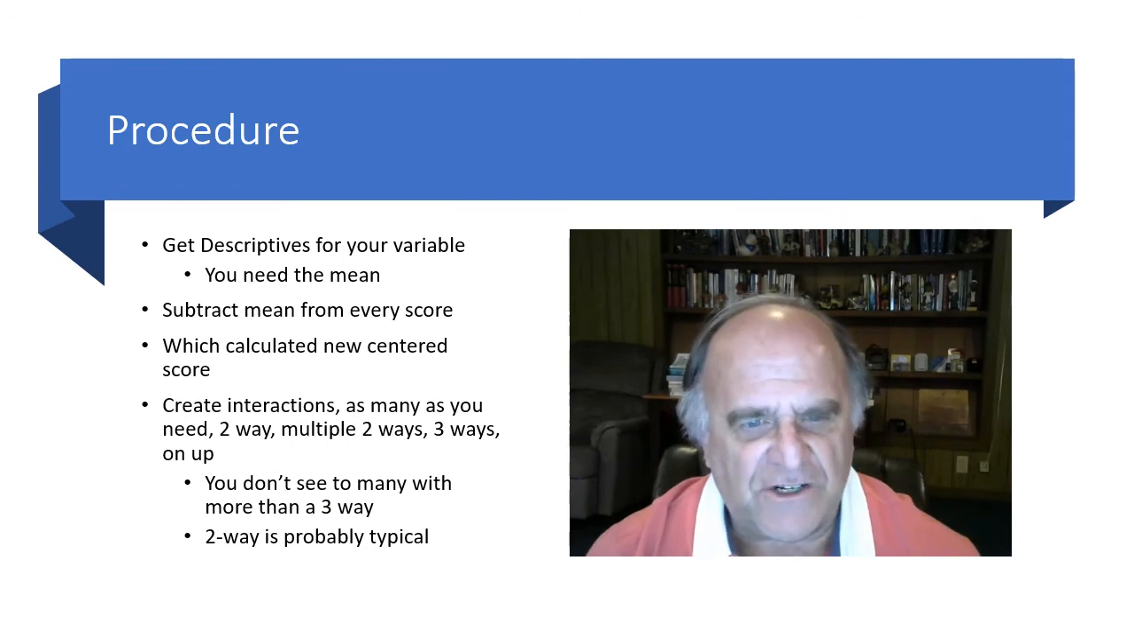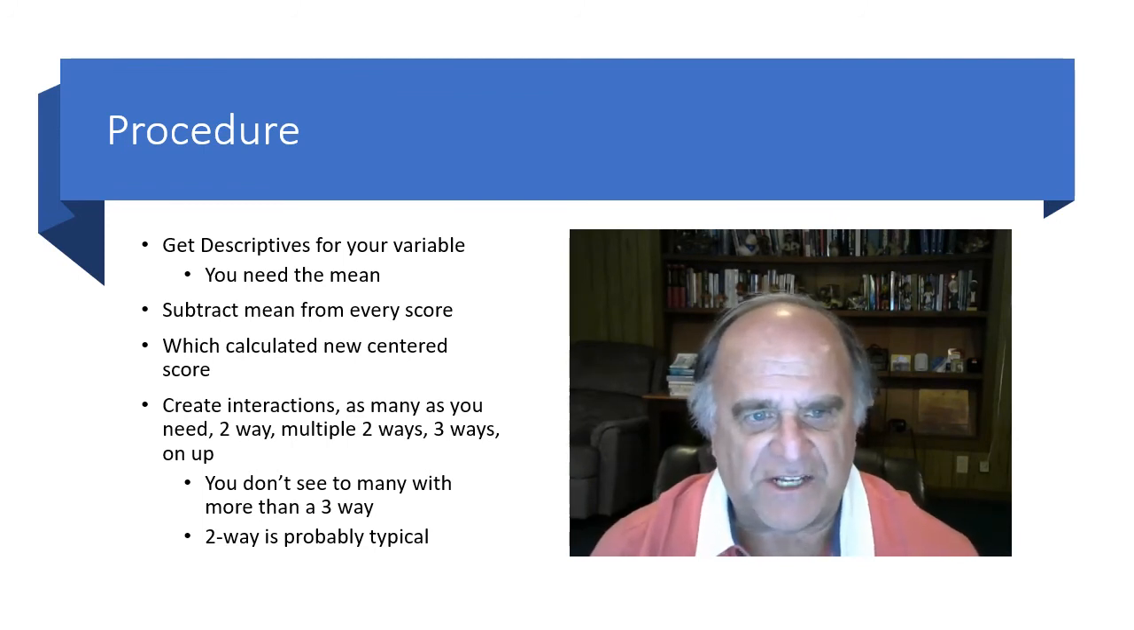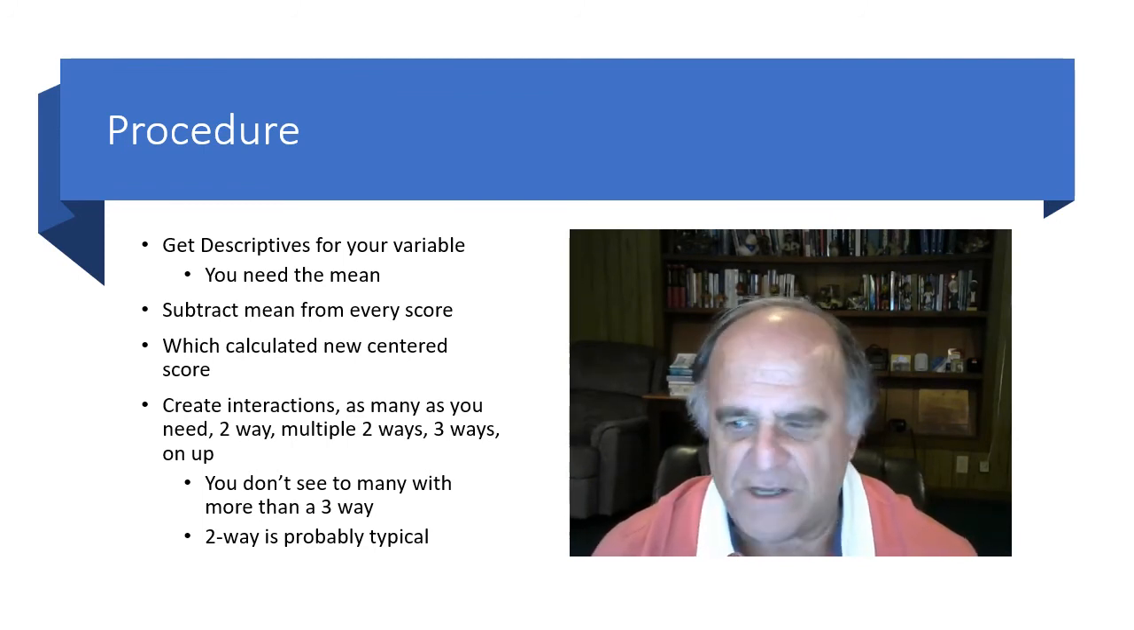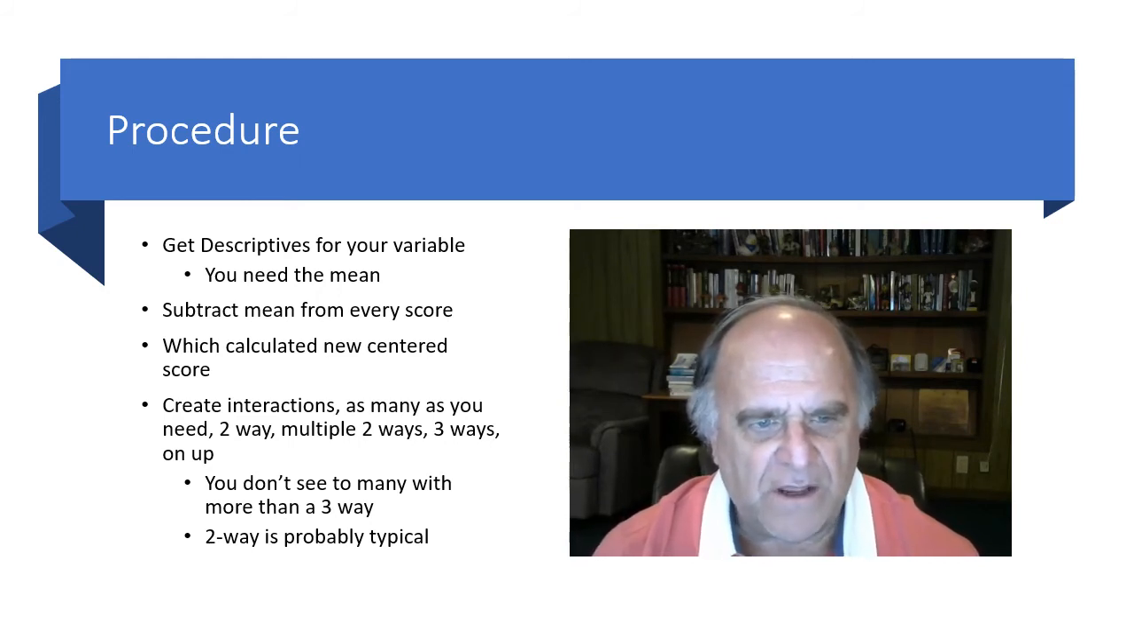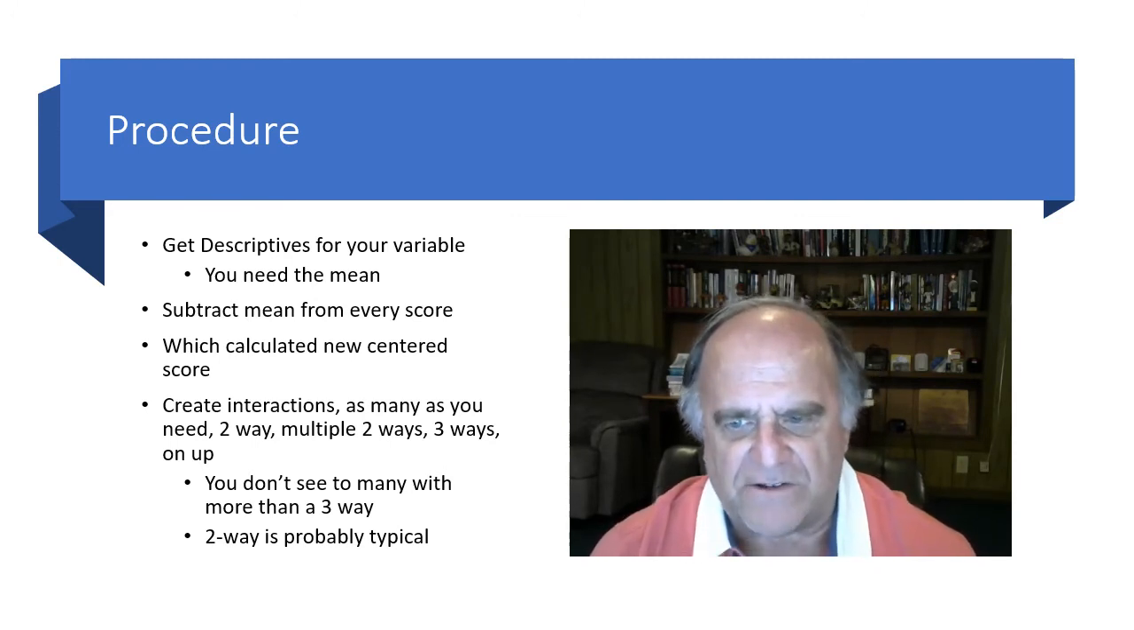So the procedure then for centering is simply to get your descriptives for your variables. Of course, you need the mean. Subtract the mean from every score, which, of course, gives you a new centered score. And then you can create interactions out of those centered scores.